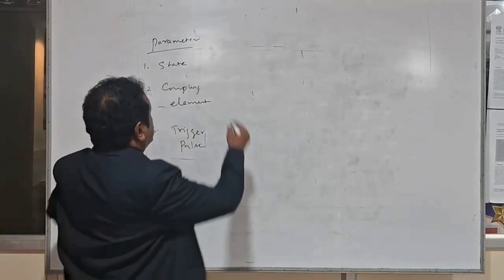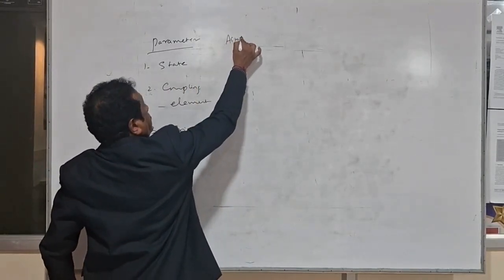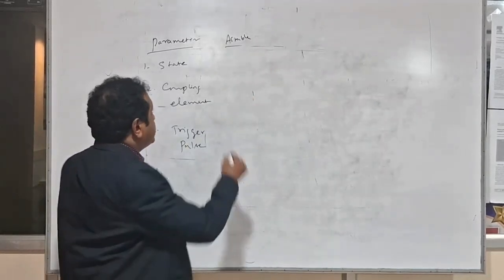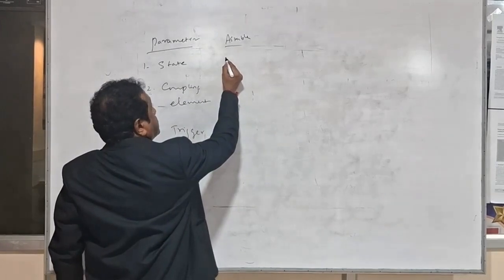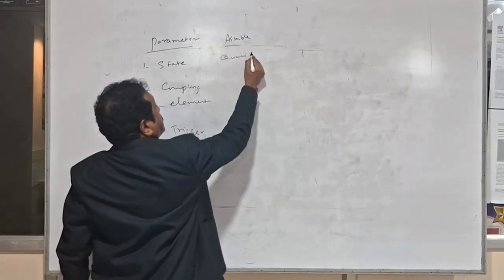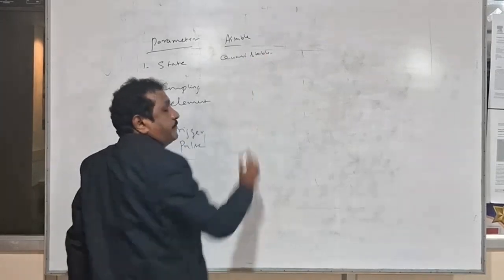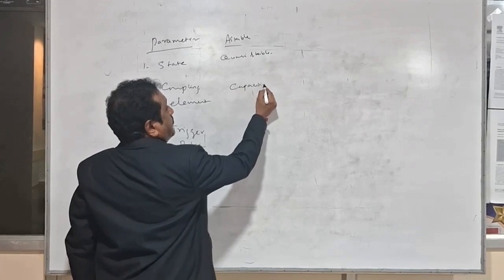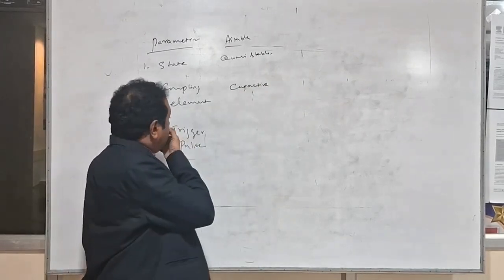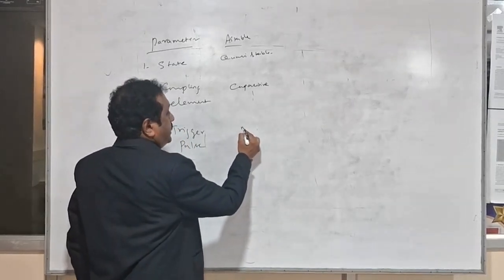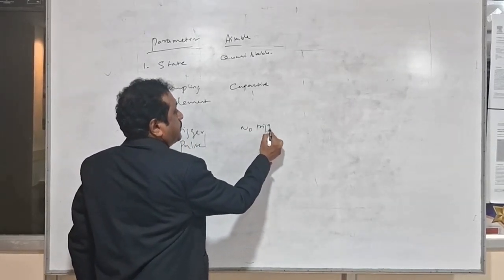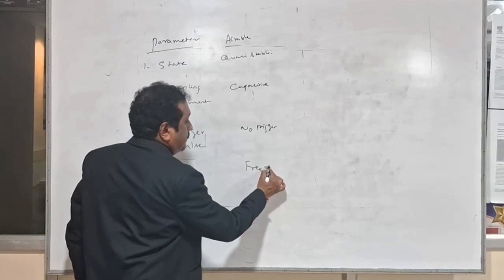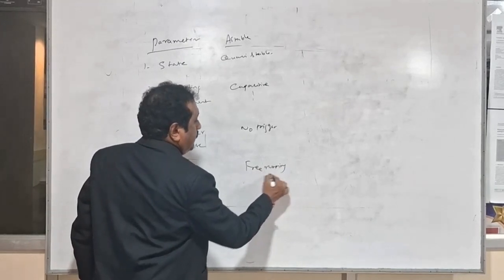The first one, astable. For remembrance only I am giving this, because we already discussed it. In astable, both states are quasi-stable. There is no stable state. The coupling element is capacitive coupling. And trigger pulse: it does not require any trigger pulse. That's why it is known as a free running multivibrator.